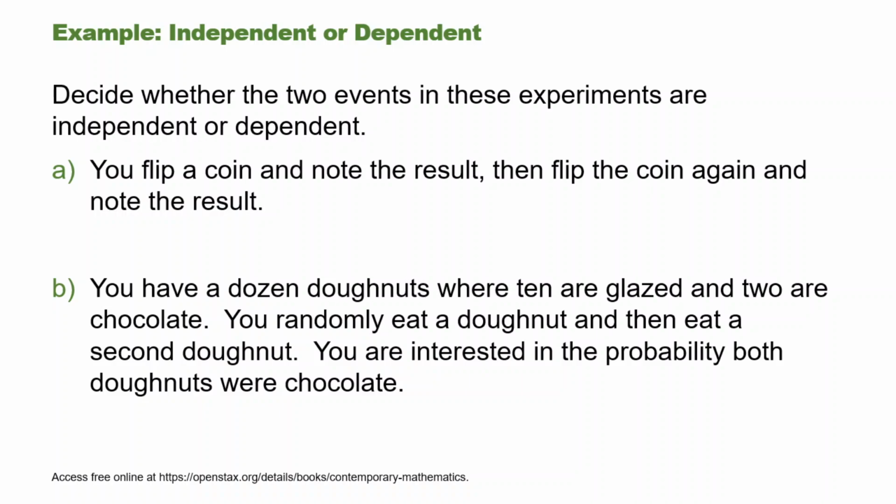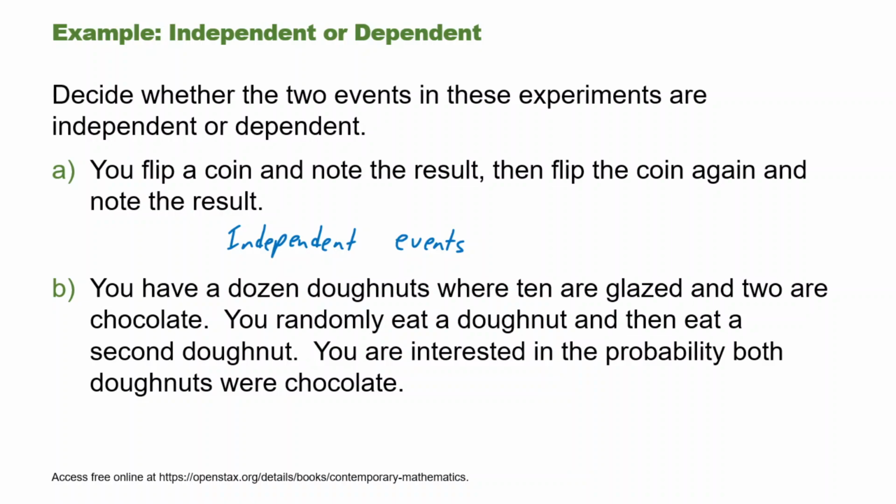There are lots of good examples, but here we have one. Part A, you flip a coin and note the result. Then flip the coin again and note the result. Does the outcome of the first coin flip affect the outcome of the second coin flip? Well, no, of course it doesn't. So these are independent events. Independent events because the first does not have any bearing on the second.